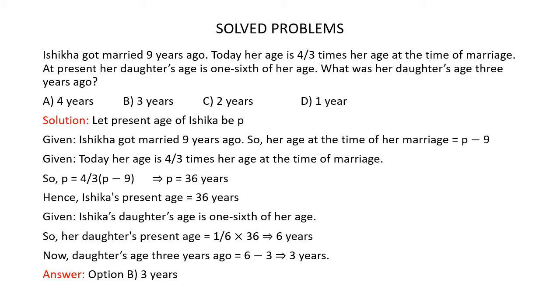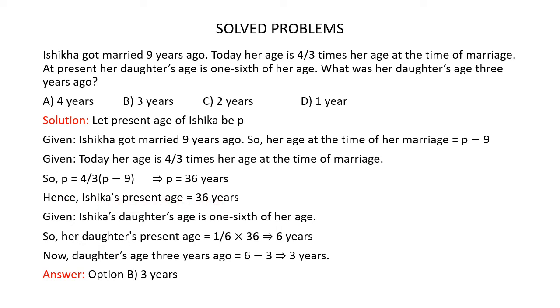So let's find her present age first. Now it's given Ishika got married 9 years ago, but we do not know the present age of Ishika. So let the present age of Ishika be P. So since she got married 9 years ago, her age at the time of her marriage is P minus 9. It's given today her age is 4 by 3 times her age at the time of her marriage. So P is equal to 4 by 3 multiplied by (P minus 9). On solving we get P is equal to 36. So Ishika's present age is 36 years.